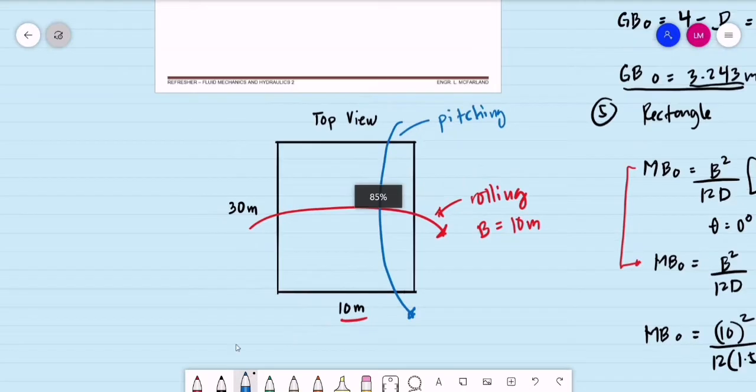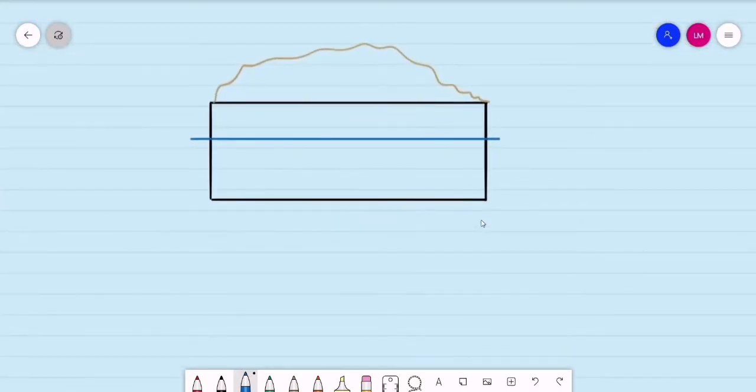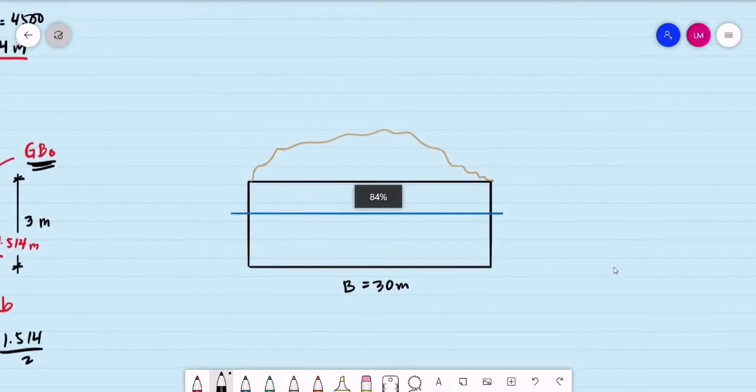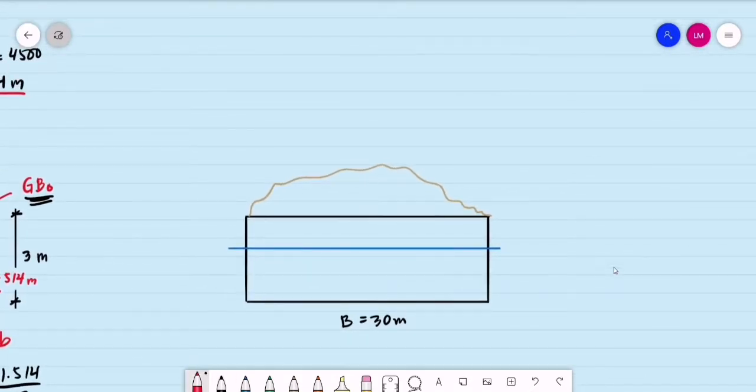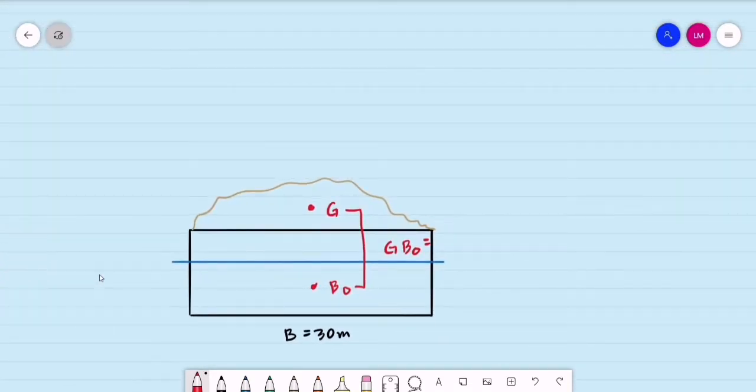Okay? So, hanapin natin yung value ng metacentric height niya. So, again, kung pitching, i-consider lang natin na yung value ng B will be the longer dimension. That is 30 meters. So, nagbago lang tayo ng orientation doon sa floating object. Nandito lang pa rin yung center of gravity. Nandito pa rin yung center of buoyancy. Ito pa rin yung distance natin kanina na the GB sub O equal to 3.243 meters.